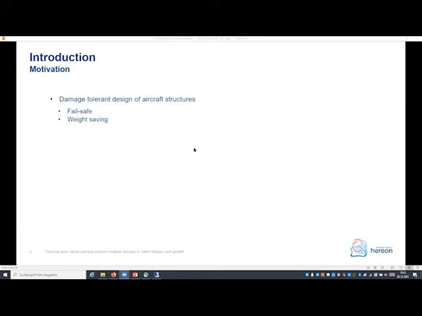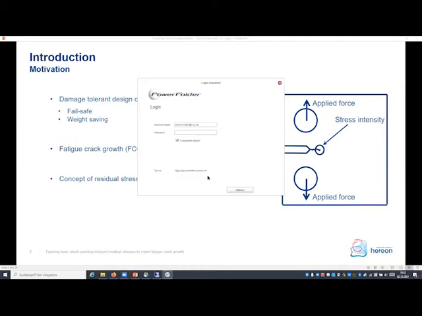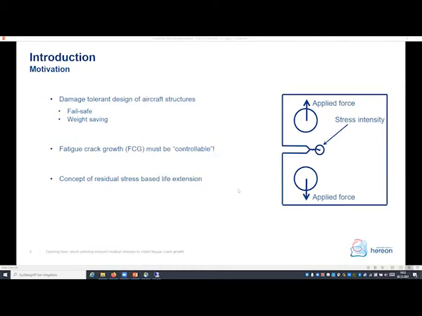So we are talking about a damage tolerant design, and we want to apply laser shock peening to retard fatigue cracks. This is the overall topic. So what we need is, we need to control the fatigue crack growth to apply such a damage tolerant design. And the idea is to use the concept of residual stresses. And therefore, just a short explanation. So when we have a fatigue crack and we introduce compressive residual stresses in the critical areas of fatigue, then the idea is that these stresses reduce fatigue crack driving quantities and therefore slow the fatigue crack down.